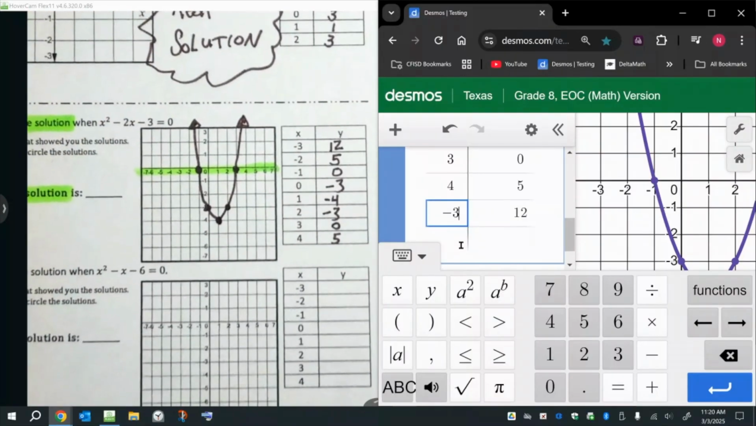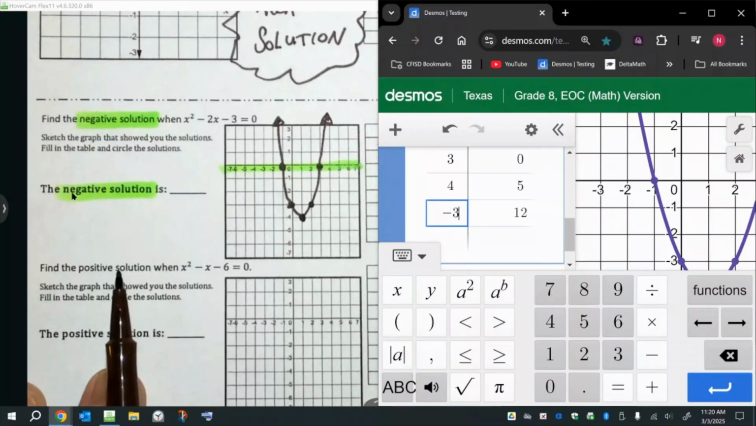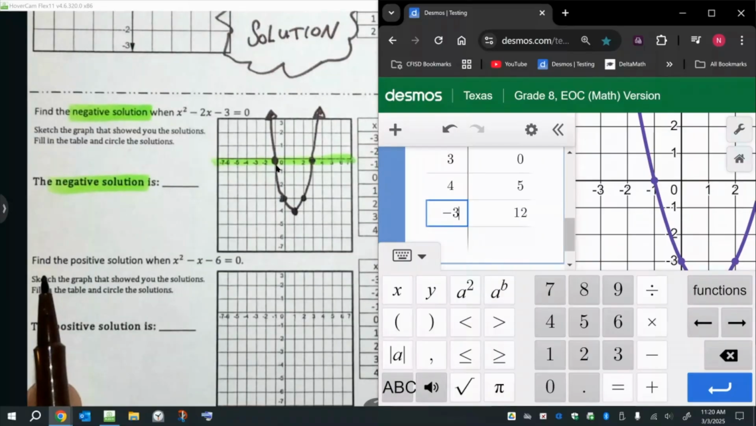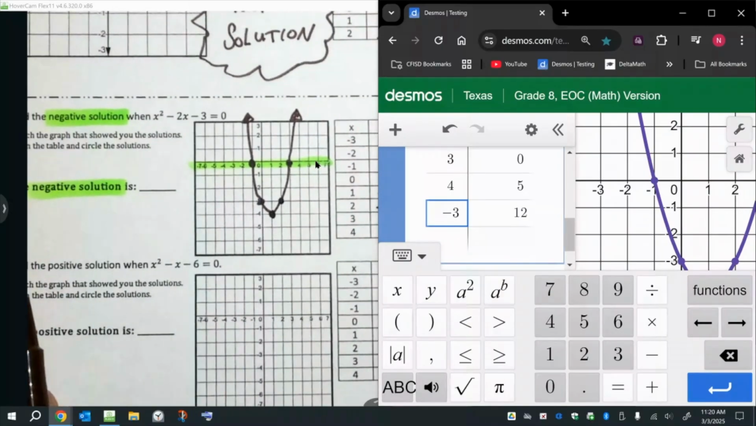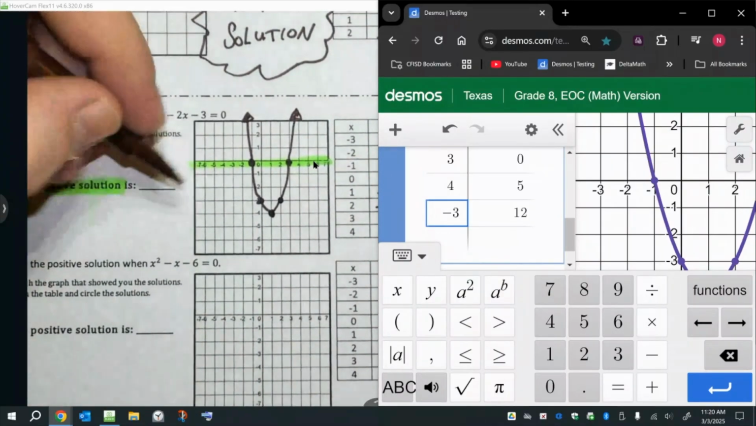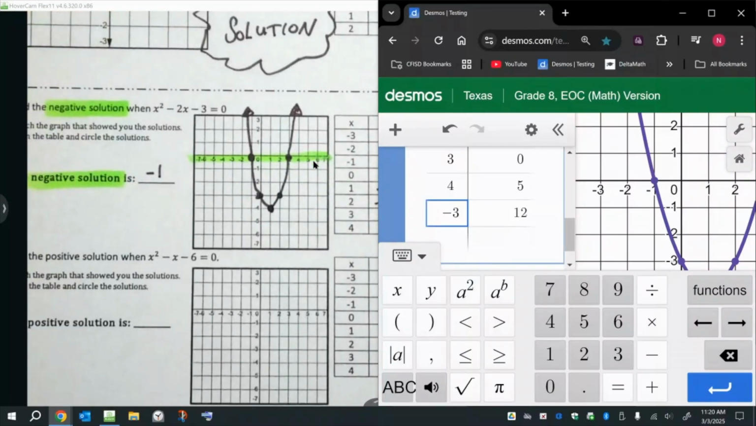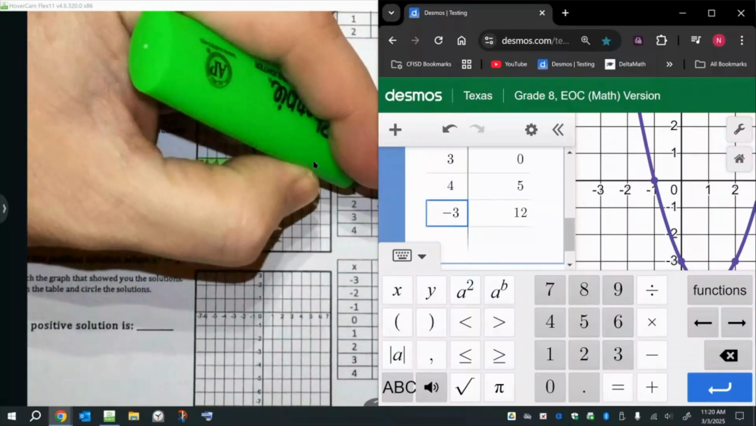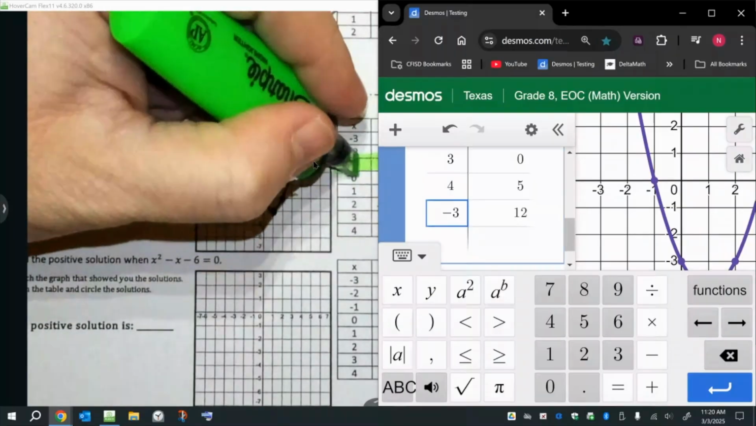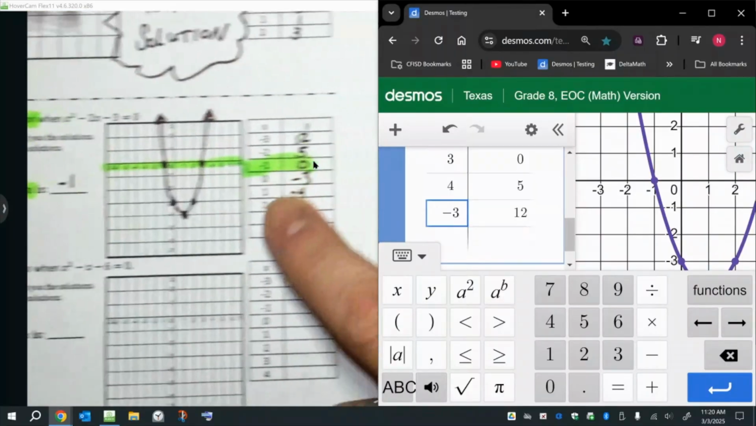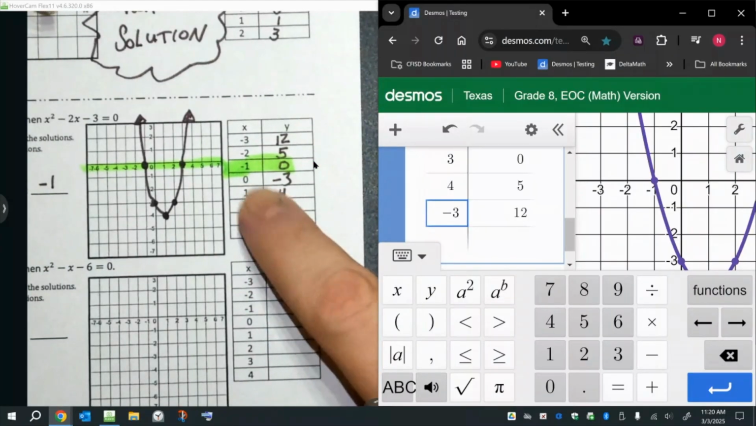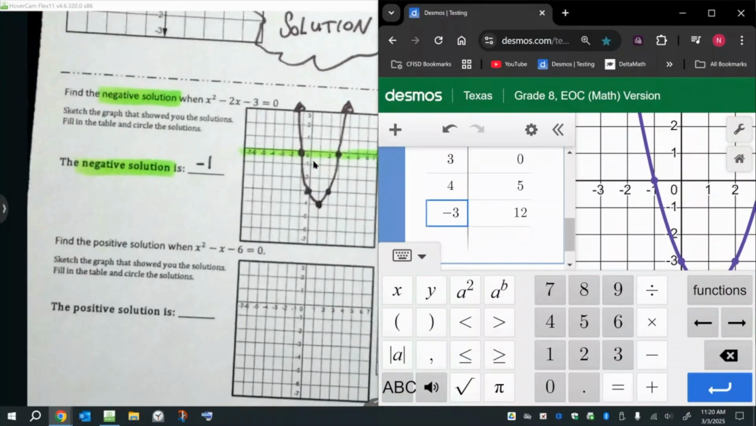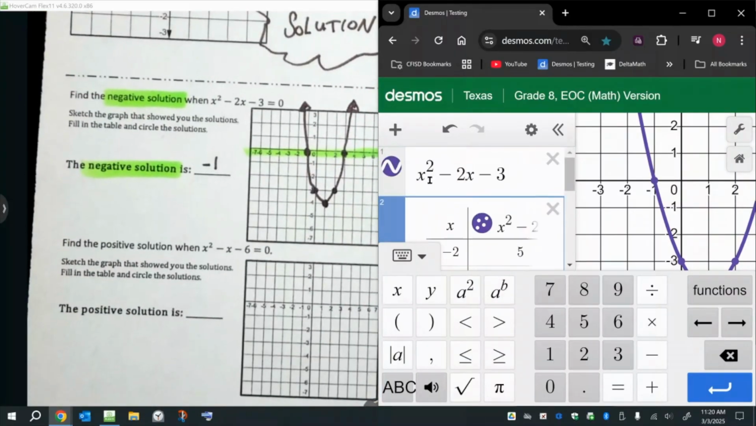So here's my graph, rough sketch. And I've got two zeros. But I want to know where's the negative one. So here's the negative one, and there's the positive one. All I really care about is -1, because that is the negative solution, right? And this would be the positive solution. But I want the negative solution. All right. Next problem, very similar.